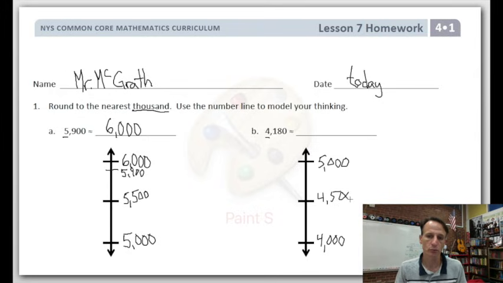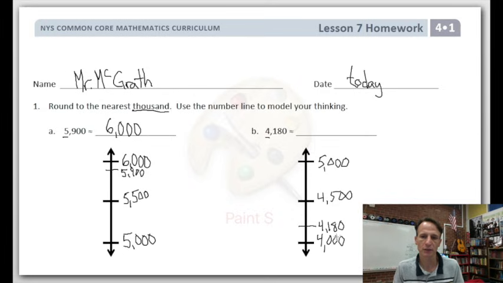Now when you go to place 4,180 on this vertical number line, you can see probably pretty quickly that it falls around about here, down towards 4,000.